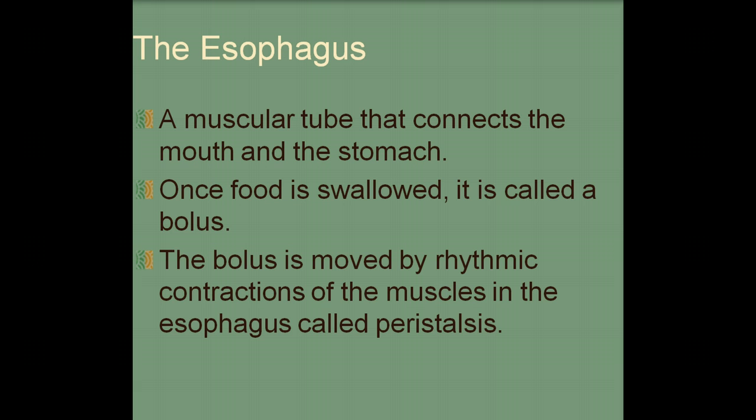When you swallow food, it goes from your mouth to the esophagus. The esophagus is a muscular tube that connects the mouth and the stomach. You can't feel the esophagus because it is located behind the trachea. Once your food is swallowed, it's called a bolus. This bolus is moved by rhythmic contractions of the muscles in the esophagus called peristalsis.